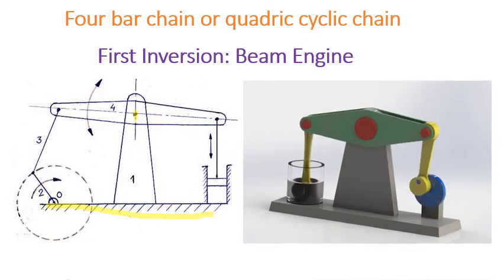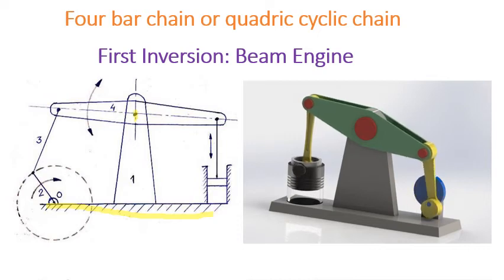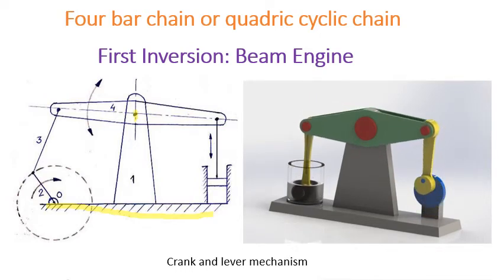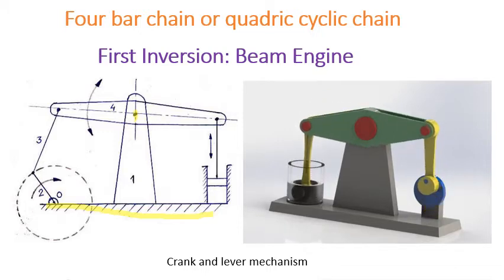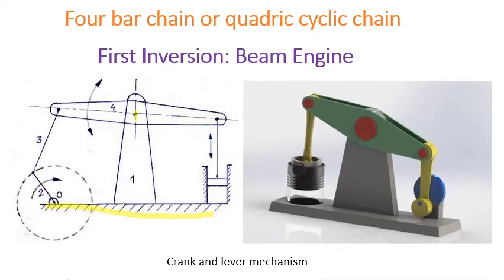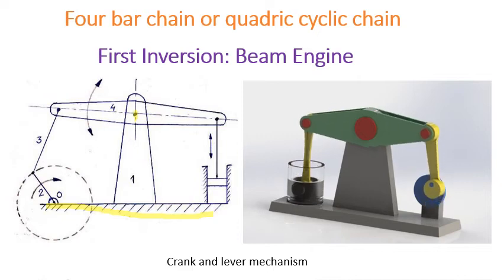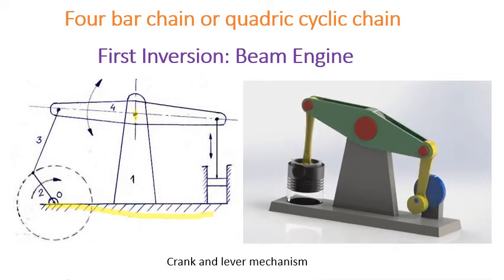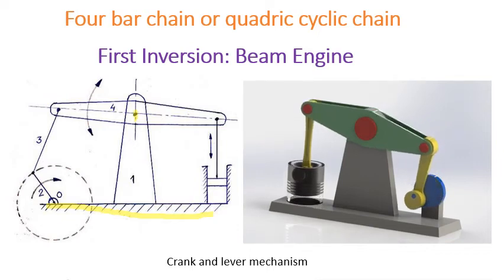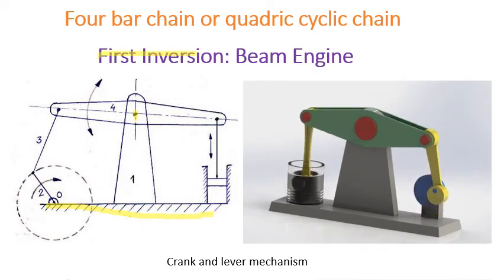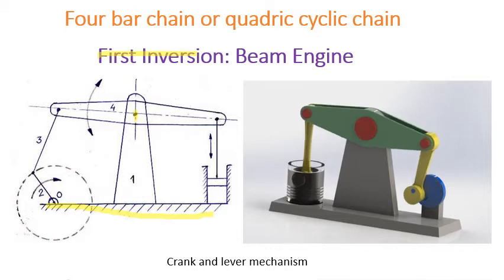Usually this mechanism is used to convert rotary motion into reciprocating motion. So this is the first inversion of the 4-bar chain, because link number 1 is fixed and link 2 acts as a crank, so this comes under the first inversion of the 4-bar chain.